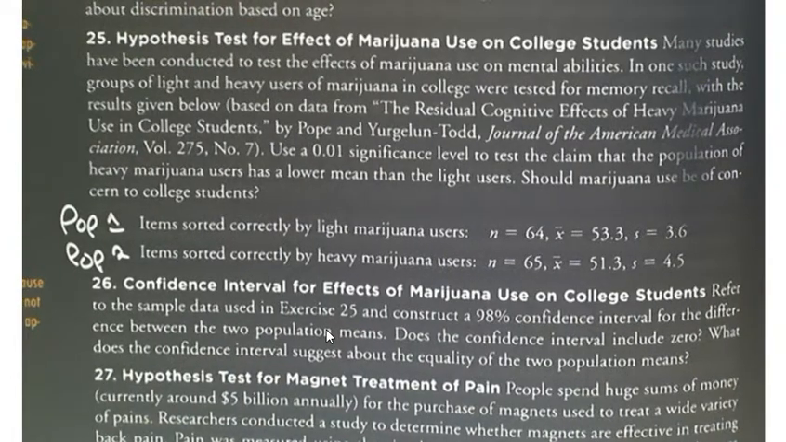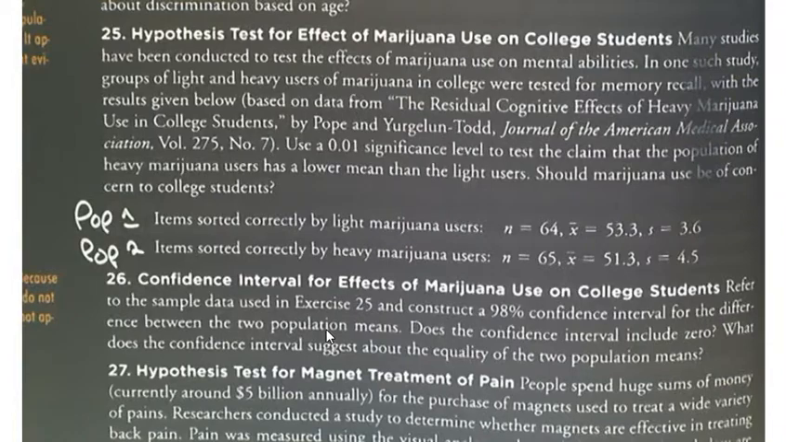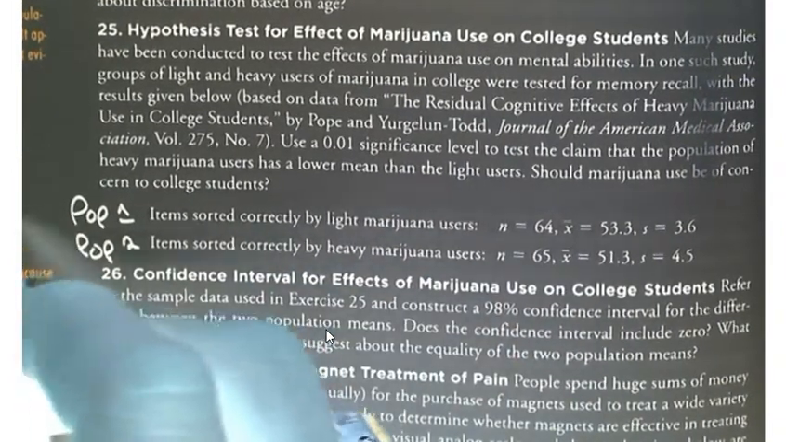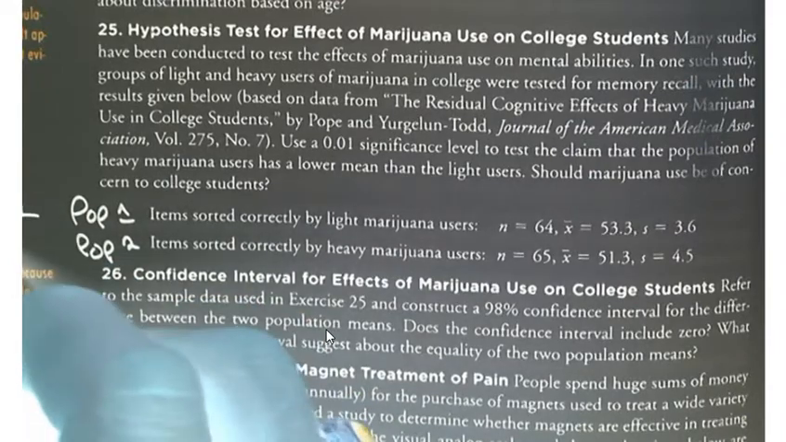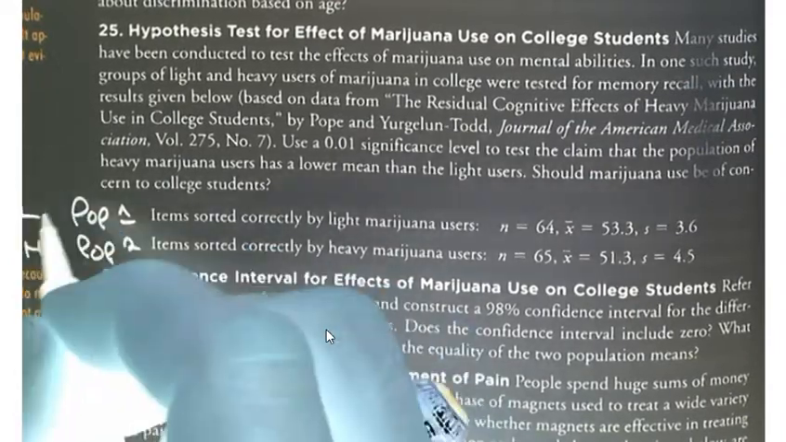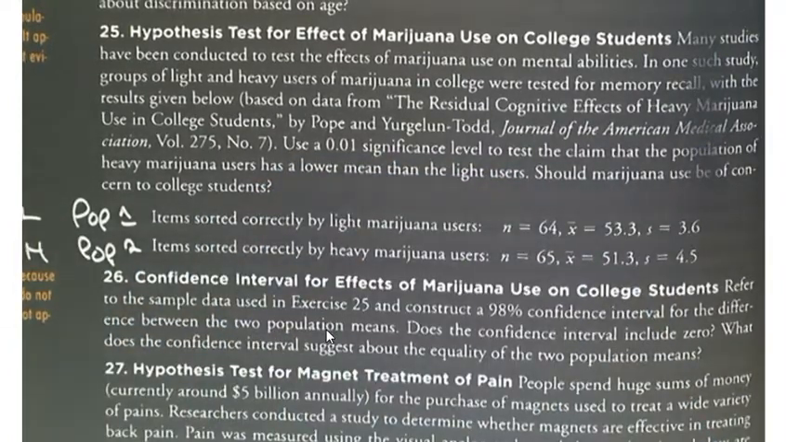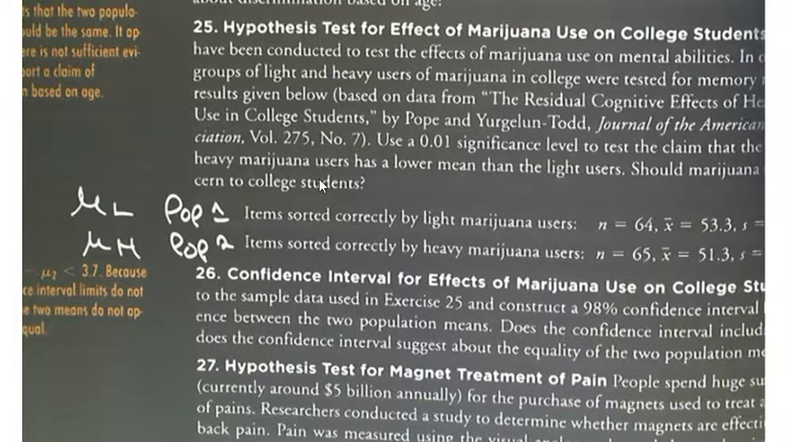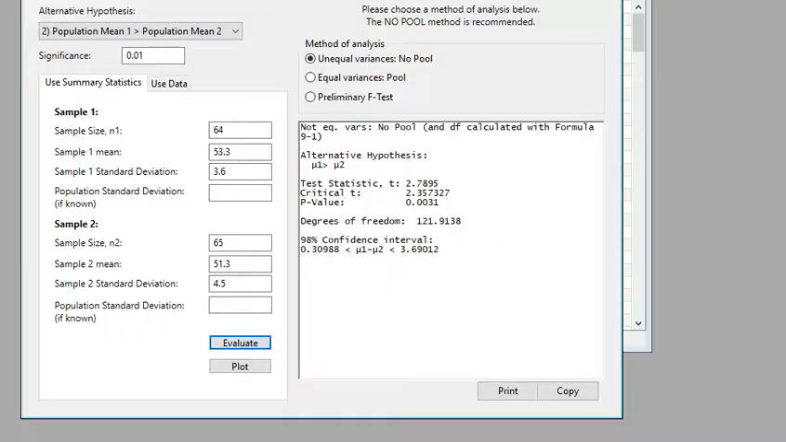So if the alternative hypothesis is true, then, oh yeah, okay, we're okay. So mu sub L and mu sub H, then we should see that mu sub L is greater than mu sub H. In other words, population 1 is greater than population 2. And I think that's what we have here in statistics, right? Mu sub 1 is greater than mu sub 2. The light users have better performance than the heavy users. So yeah, we're getting a different p-value.